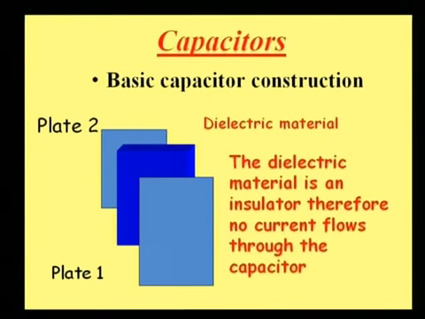Now this is the construction of a capacitor, how the capacitor is formed. These are the two conducting plates. You can see plate 1 and plate 2, and between those two plates we place the dielectric material. Dielectric material is nothing but a kind of insulator. Due to that, no current can flow from plate 1 to 2 or plate 2 to 1. So we can say that through the dielectric material, no current can flow through the device.